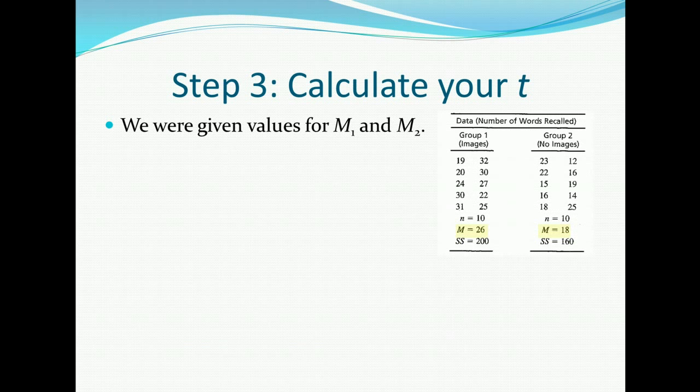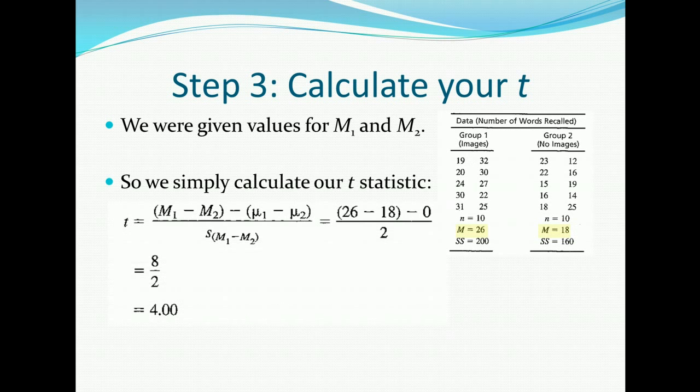So let's calculate our T, and I highlighted the means there. You have the means of 26 minus 18, minus 0, okay. So that'd be 8 in the numerator. And then we have the estimated standard error of 2. I'm skipping ahead; we'll go back to the standard error. So that gives us a T test statistic value of 4.0.